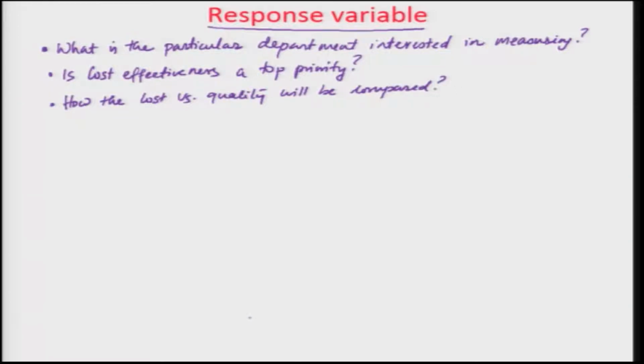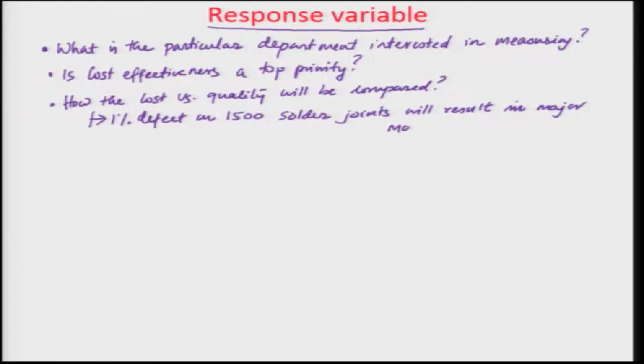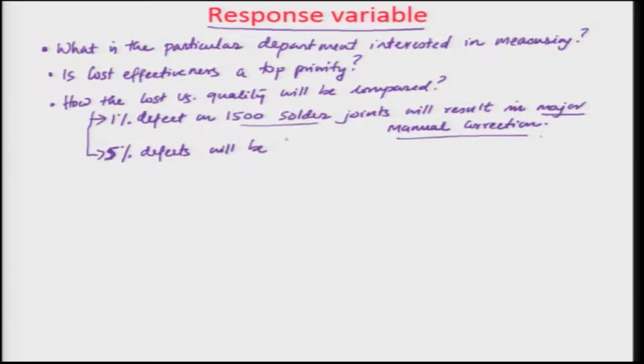The question here is, how are we going to compare the cost versus quality? One aspect of it is that 1% defects on 1500 solder joints will result in major manual touch up, manual corrections. So, if you get 1% defective on 1500 solder joints, you will have to have major manual intervention to solve it. Then the next part is, 5% defects will be a lot more. There will be a lot more manual touch up that you will require in this case.